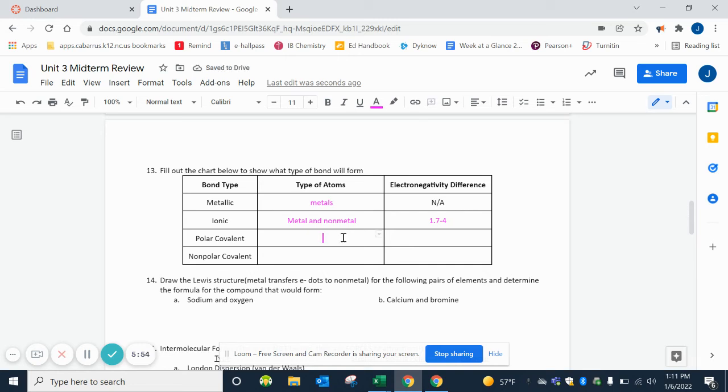Polar covalent, you have two different nonmetals, and they have an electronegativity difference of 0.3 to 1.7. And then nonpolar covalent is typically the same nonmetal, like your diatomics, and they have a difference between 0 and 0.3.